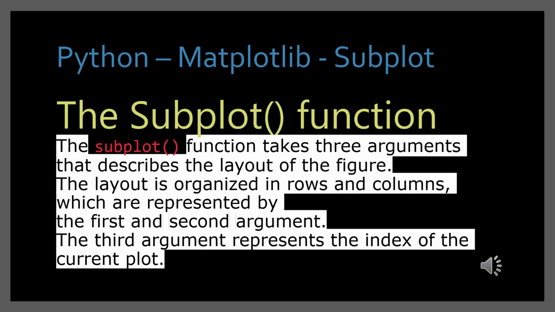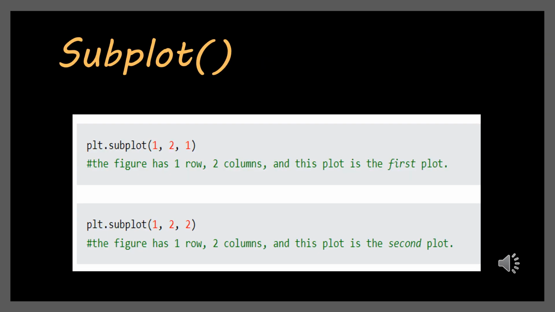The subplot function takes 3 arguments that describe the layout of the figure. So the layout is organized in rows and columns, which are represented as the first and second argument. The third argument represents the index of the current plot. So the first subplot is having 1, 2, 1, where 1 is rows and 2 is for columns, and the third one is for the index. So this is for the first plot.